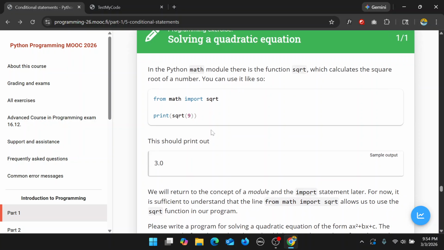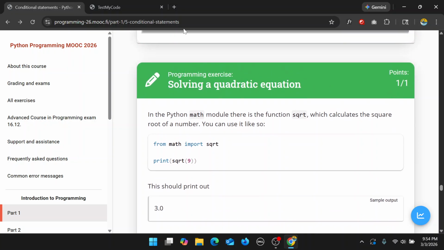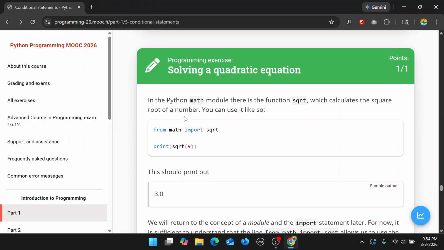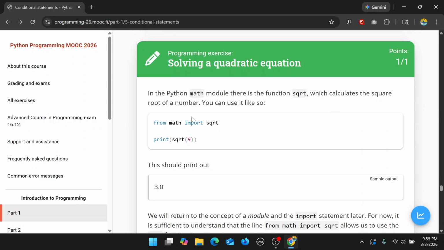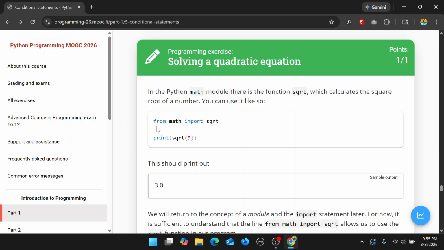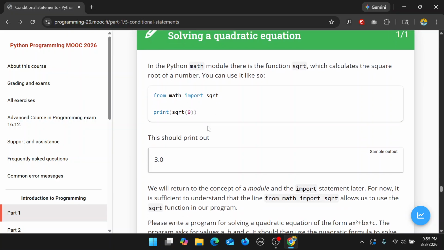Okay, and here we got another issue where it's already being evaluated. I don't know why, but we're told to solve a quadratic equation. It says in the Python math module, there is the function square root, sqrt, which calculates the square root of a number. You can use it like so: from math import sqrt. So here we're introducing using modules and external packages and built-in packages.